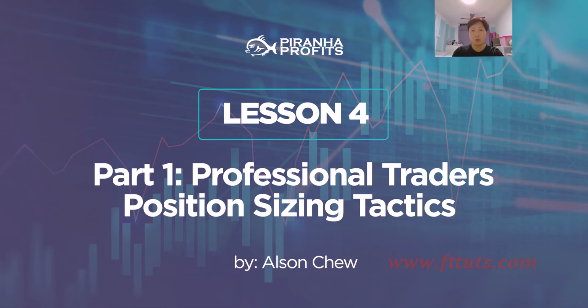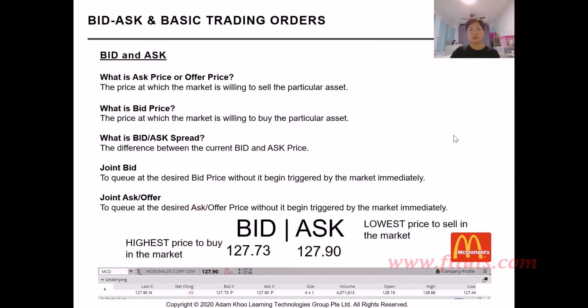Okay, so let's first understand some of the basic concepts in trading orders, and this thing called bid and ask. So what is an ask price or an offer price? It's basically the price that the market is willing to sell the particular asset. In this McDonald's example, on all platforms you're going to see a bid and the ask, the buy side and the sell side.